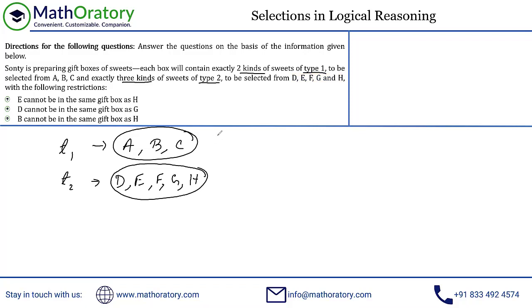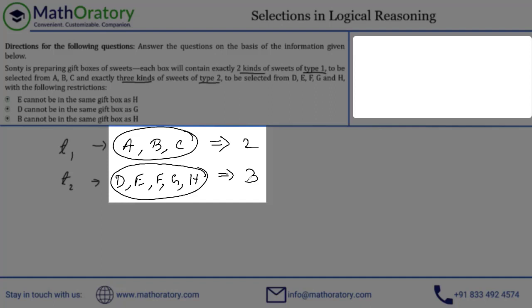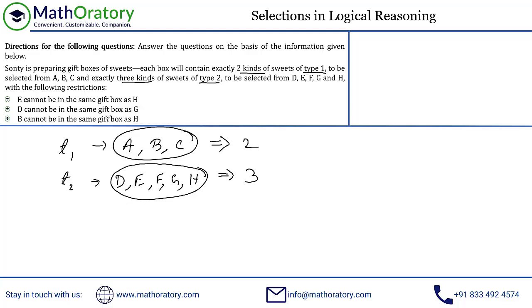Now, it has been mentioned that for type 1, we have to select two kinds of suites. So we have to select two from these. And for type 2, we have to select three kinds of suites. So this has to give us three kinds of suites. So this thing you should always do, even if you don't write this type 1, type 2, it doesn't matter. Always denote this visually. It will be helpful for you a lot while you're solving the set as well.